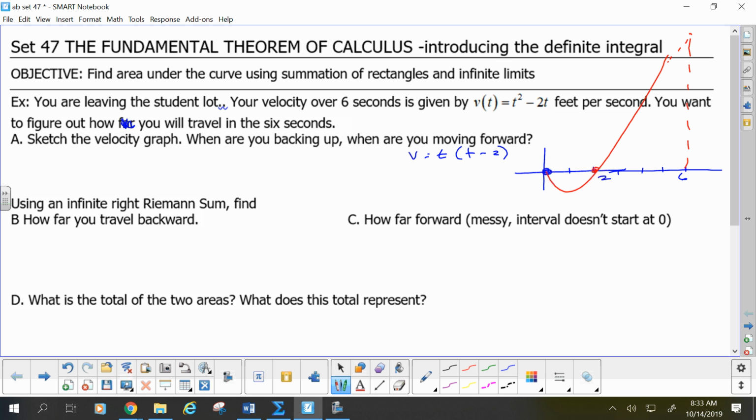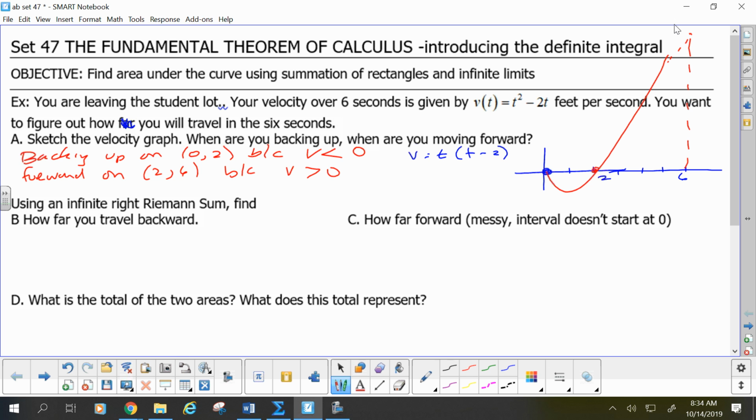Okie dokie. What are you moving forward and what are you moving backward? What are you backing up? Backing up on 0 to 2, not inclusive because you don't come to a complete stop. Because velocity is negative. Okay. When are you moving forward? Forward on 2 to 6 because velocity is positive. All right.